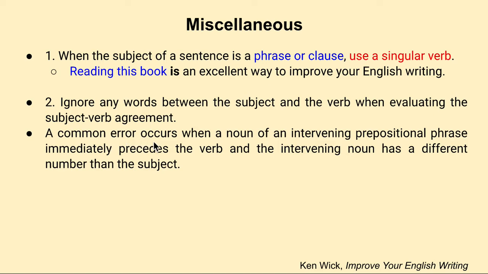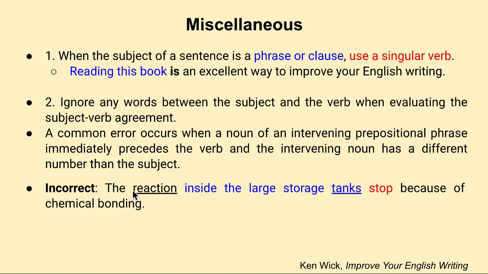A common problem, though, occurs when a noun of an intervening prepositional phrase, so you have subject, prepositional phrase, verb. So we have the intervening prepositional phrase immediately precedes the verb, and the intervening noun, meaning the noun of the prepositional phrase, has a different number than the subject. So what's happening is that you have a subject, you have a prepositional phrase which has a noun in it that comes right before the verb, and the subject and the noun of the prepositional phrase have a different number, meaning one's singular and one's plural. So that doesn't make sense. Let's look at an example.